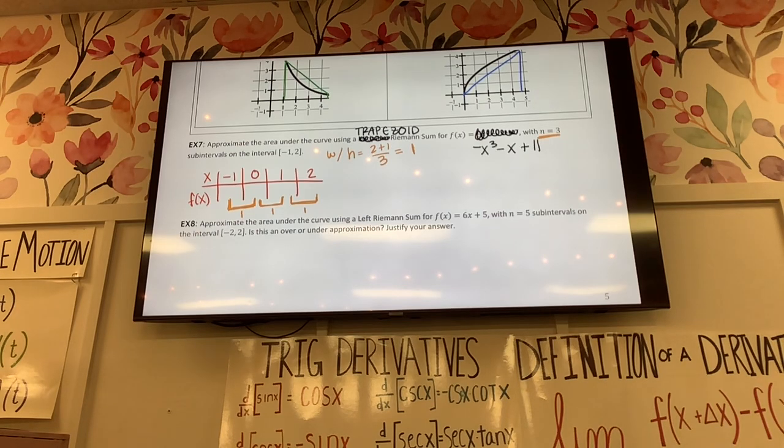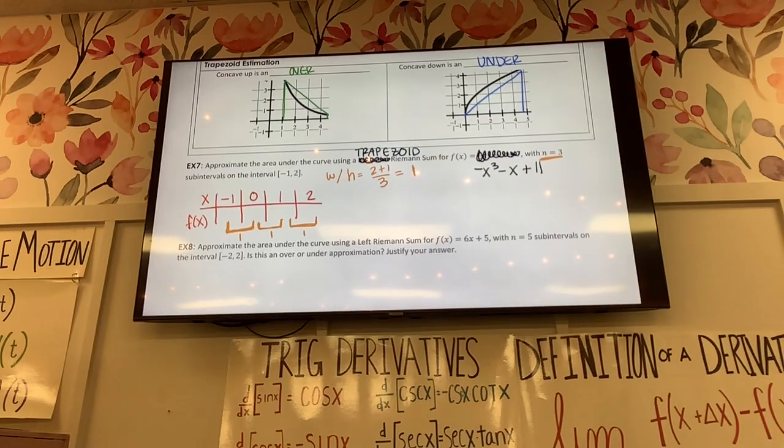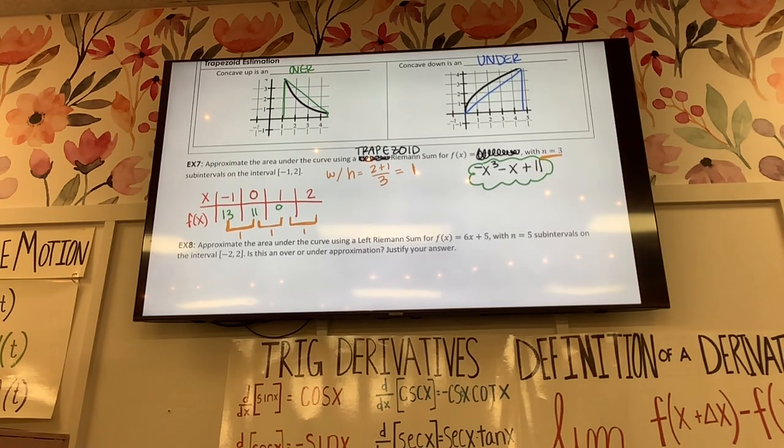Does that make sense? How would you figure out what the bases are going to be? Your f of x. All right, so you're going to plug it into this formula right here, just for the sake of time. 13, 11, 9, and 1. So when you plug -1 in, 0, 1, and 2, that's where I'm getting those green numbers from. And once you have those green numbers, you have everything you need to figure out the trapezoidal Riemann sum.